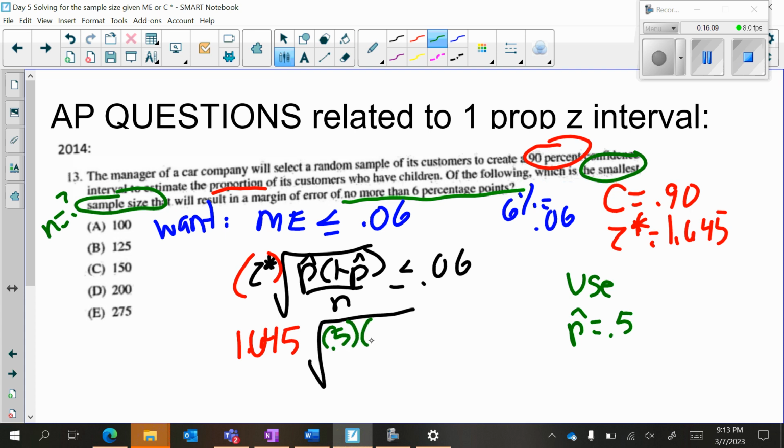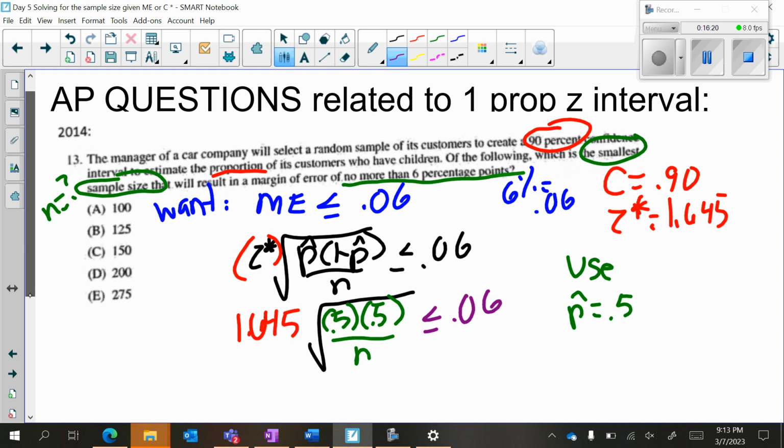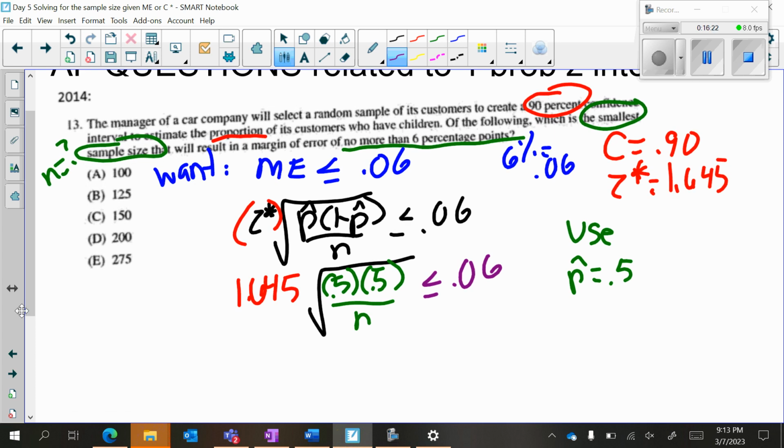So you're going to put 0.5 times 0.5 over N, we don't know N, is less than or equal to 0.06. Now, the nice thing about this is because this is a multiple choice question, technically you could plug in all the choices in for N. If you like that route, plug in 100 in for N, see if it's less than or equal to 0.06, plug in 125, etc. And go through all the choices, plugging in for N and see which one will give you this margin of error within 0.06, okay? That's option one, is plug in for N.